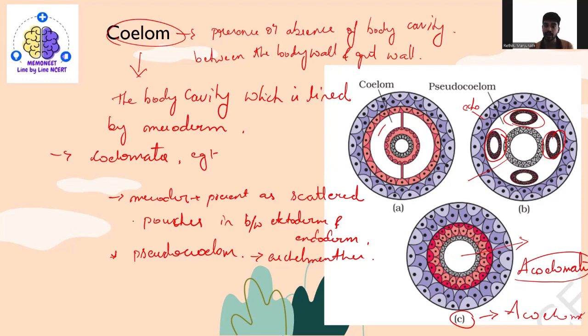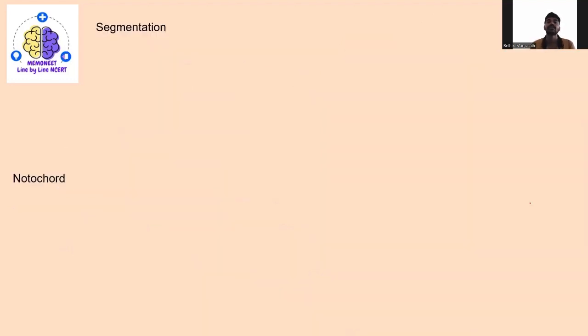So this is all about the coelom. One by one, if I need to revise them: first we have seen the coelomates, the second is the pseudocoelomates, and the third is the acoelomates. In coelomates, the animal possesses the coelom. In pseudocoelomates, instead of a complete coelom, the mesoderm is present as scattered pouches between the ectoderm and endoderm. In acoelomates, the body cavity is completely absent. So clear? Cool. Next, we will be talking about segmentation.